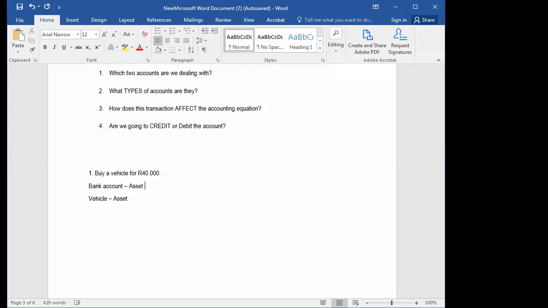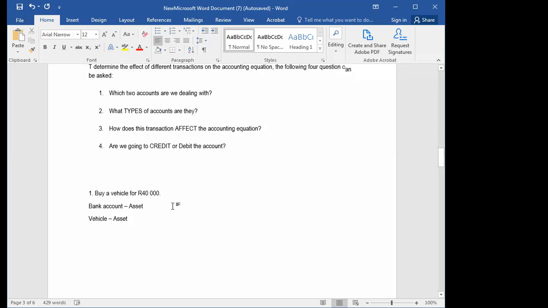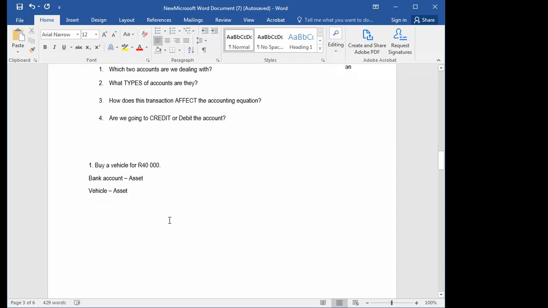Sure. Now we have identified the two accounts that must be affected: bank, which is an asset, and vehicle, which is an asset as well. We have done number two. Number three: how does this transaction affect the accounting equation? How does it affect the accounting equation? If we say that, we need to draw our accounts.